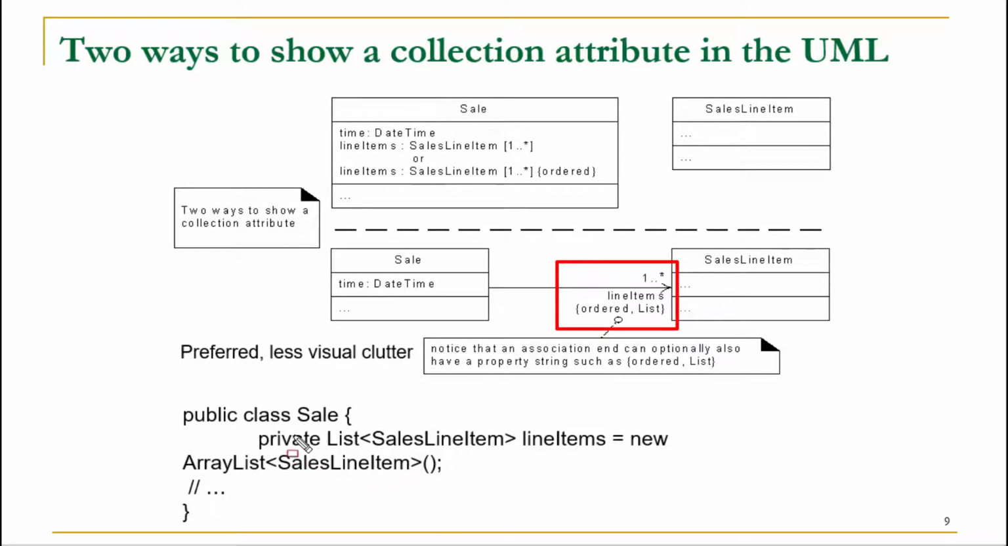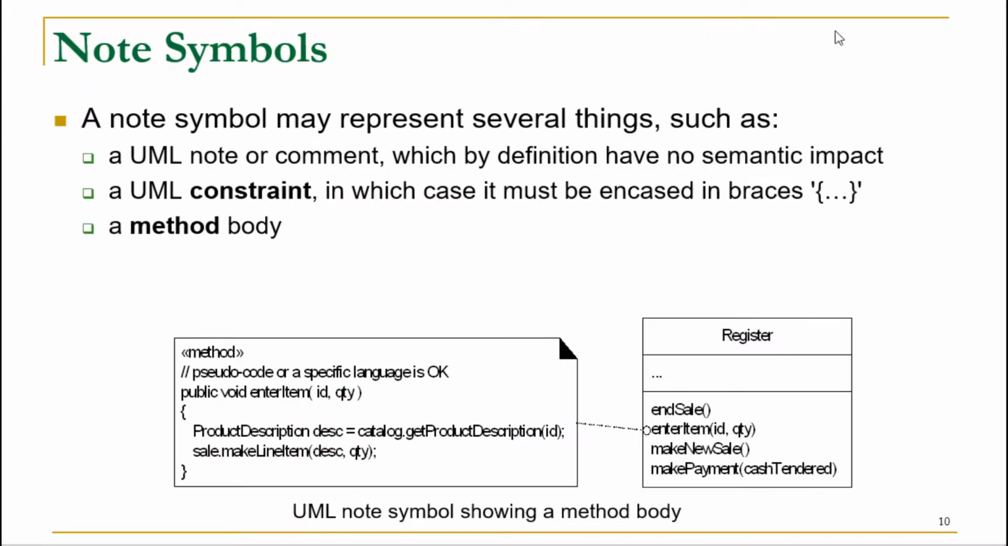So in this case, for example, I want to make this list of line items an attribute of the sale class. What I can do is simply place it on the association line and it will do the job. You must also notice that there is an optional property here which is saying that these line items will be an ordered list.